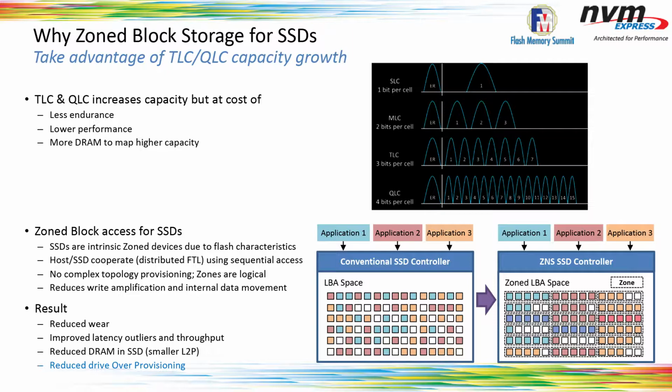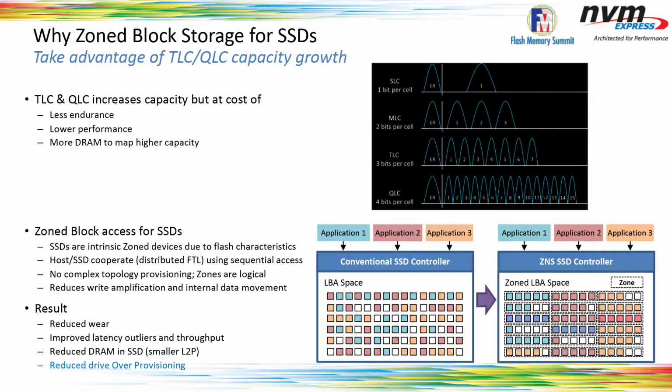We divide the LBA space into zones, and the host and SSD cooperate. They kind of distribute the FTL. Whereas on the left side here in a conventional SSD, the drive was doing everything. We were reading and writing LBAs, 512 bytes or some small amount, and the drive was doing all of the management. And in Zoned Namespaces, in the zone block model, we cooperate between the host and the device. And we don't have to worry about topology provisioning. This is all about logical address space, so we're not dealing with sets and endurance groups, things like that.